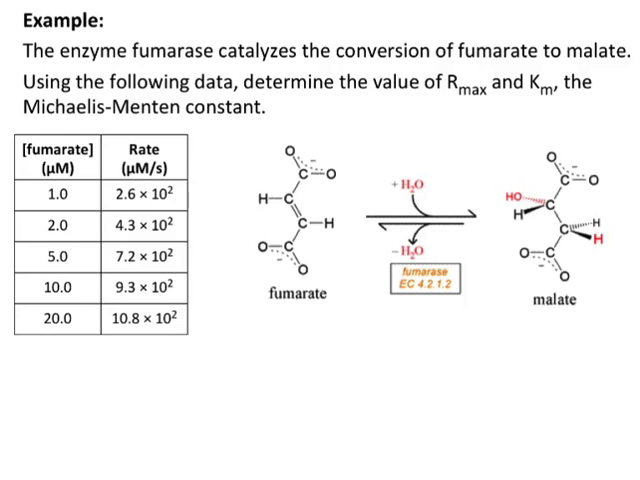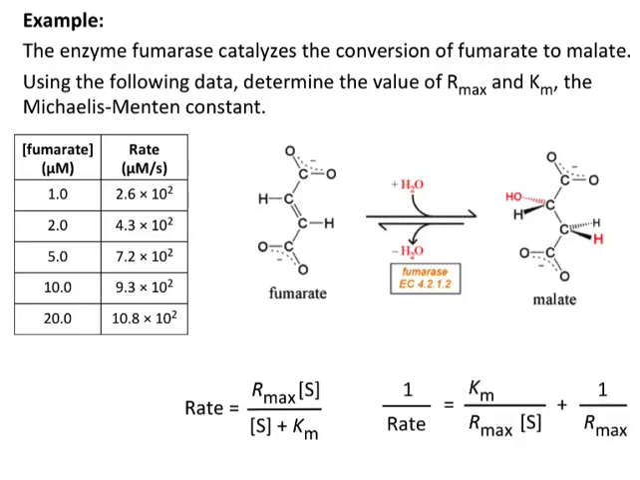Okay, so we have our data where we measured the concentration of substrate, in this case fumarate, and then measured what the rate is at each of those concentration values. We're going to use our equations here. This is the equation that describes the kinetics, but we'll use the linear version because it's easier to fit a straight line and play with that. All right, so let's do this.